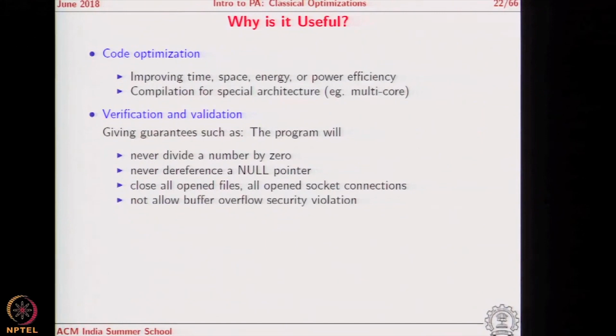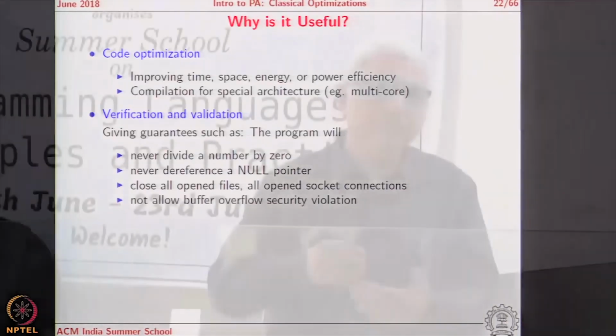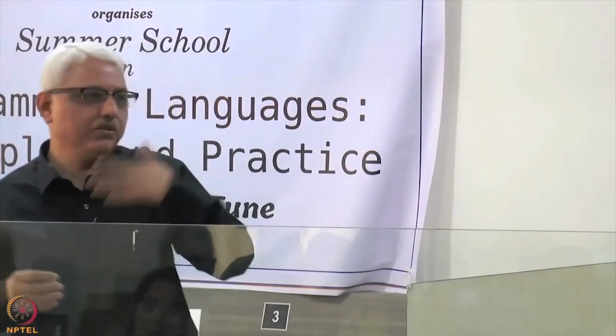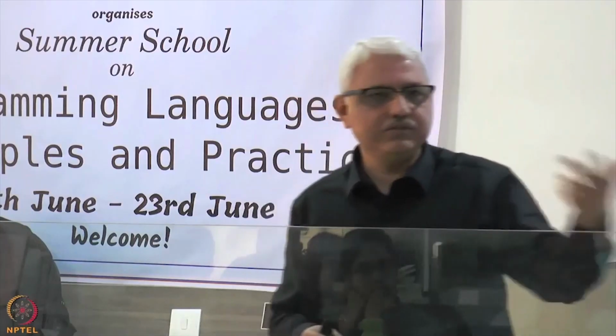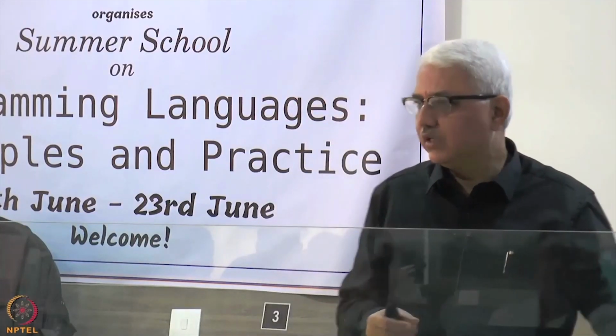A very important application of program analysis is verification and validation. How do we know the program is doing what it is supposed to be doing? How can we provide guarantees such as the program will never divide a number by 0, never dereference a null pointer, it will close all open files, it will close all open socket connections, it will not allow a buffer overflow security violation? How can we guarantee that? Now in this era, software security is becoming very important, and there are many attacks such as SQL injection attacks. How can we guarantee that an SQL injection attack is not possible in this program? These are the kinds of things which require program analysis.